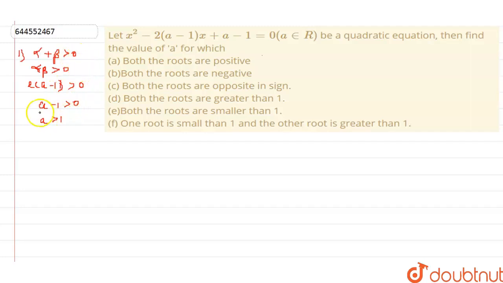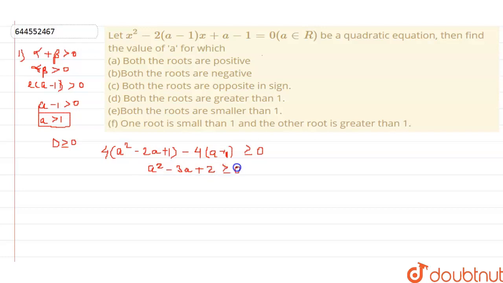And we can also say that if both the roots are positive, then D is greater than or equal to 0. So if it is so, then b square minus 4ac must be greater than or equal to 0. So b square is the square of 2 into a minus 1, that is 4 into a square minus 2a plus 1, and this becomes minus 4 into a minus 1, and that must be greater than or equal to 0. So this becomes a square minus 3a plus 2 greater than or equal to 0.